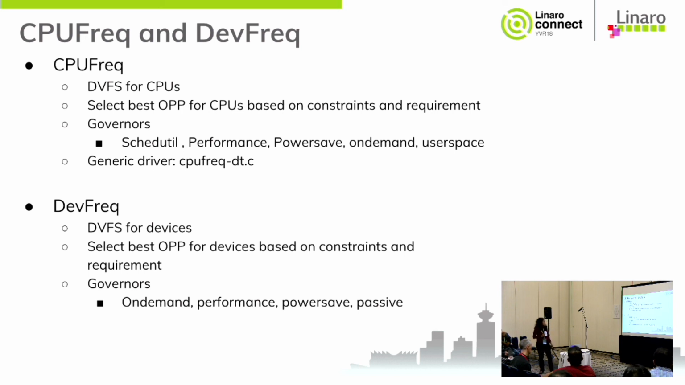There is something called DevFreq, which does DVFS for devices. It is quite similar. There are governors like on-demand, performance, and powersave. And the idea is to select the best OPP for devices, again based on the constraints and requirements provided by the governors.